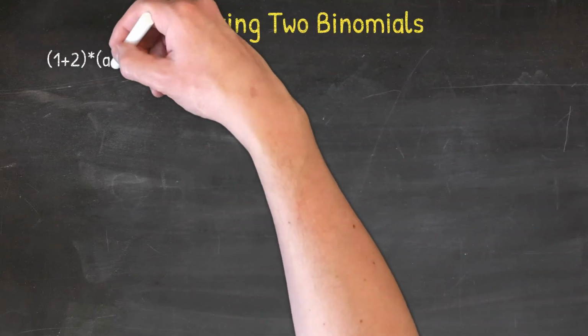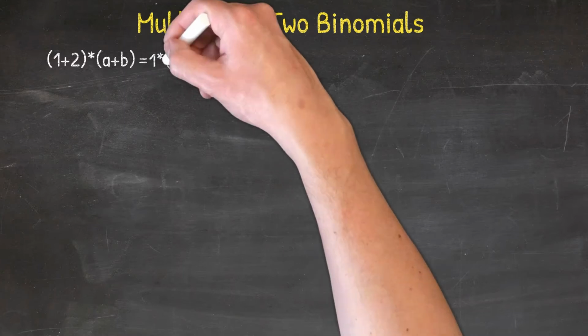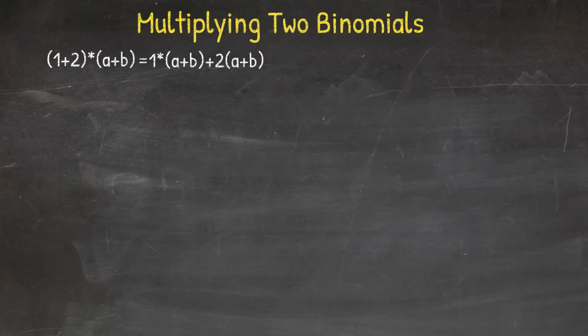And multiplying two binomials is not much different from multiplying a binomial by a single unit. Let's take a look at this example. (1 plus 2) times (a plus b). So in this case, we have the first binomial consisting of two units, 1 plus 2, and the second binomial, a plus b, and we will multiply both of these. The way it works is we will take turns and multiply the first unit of the first binomial, 1, by the full second binomial, a plus b.